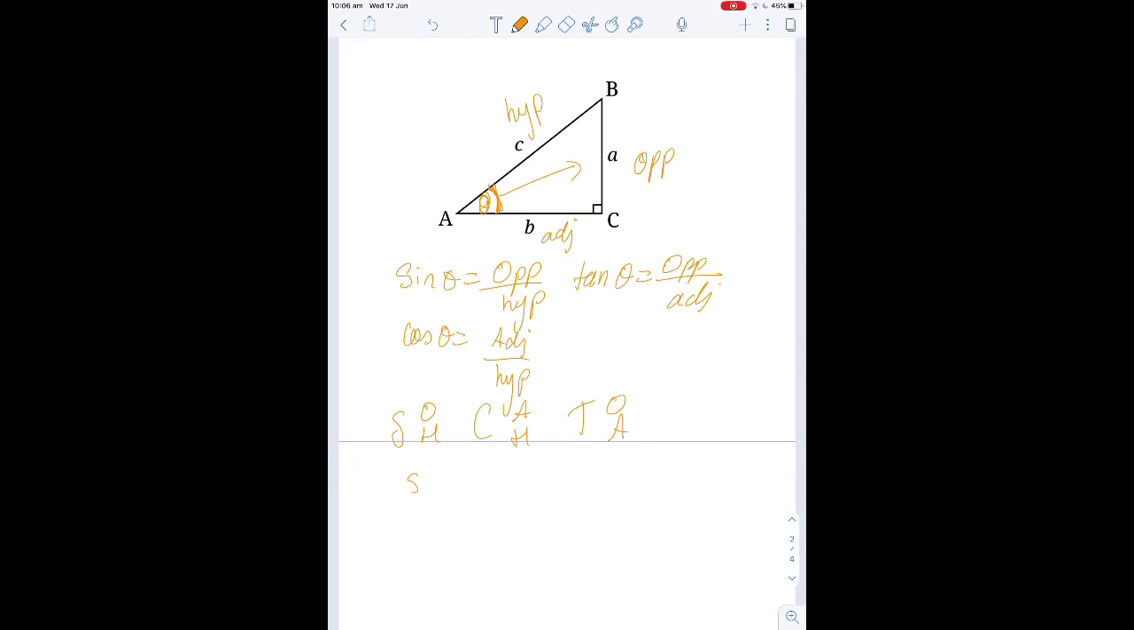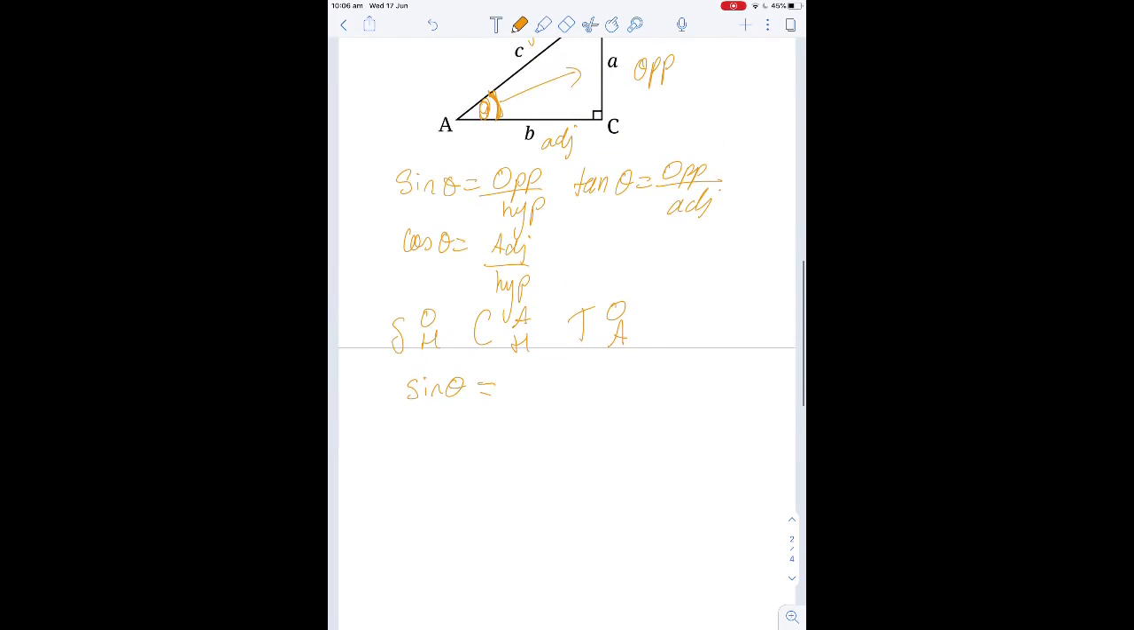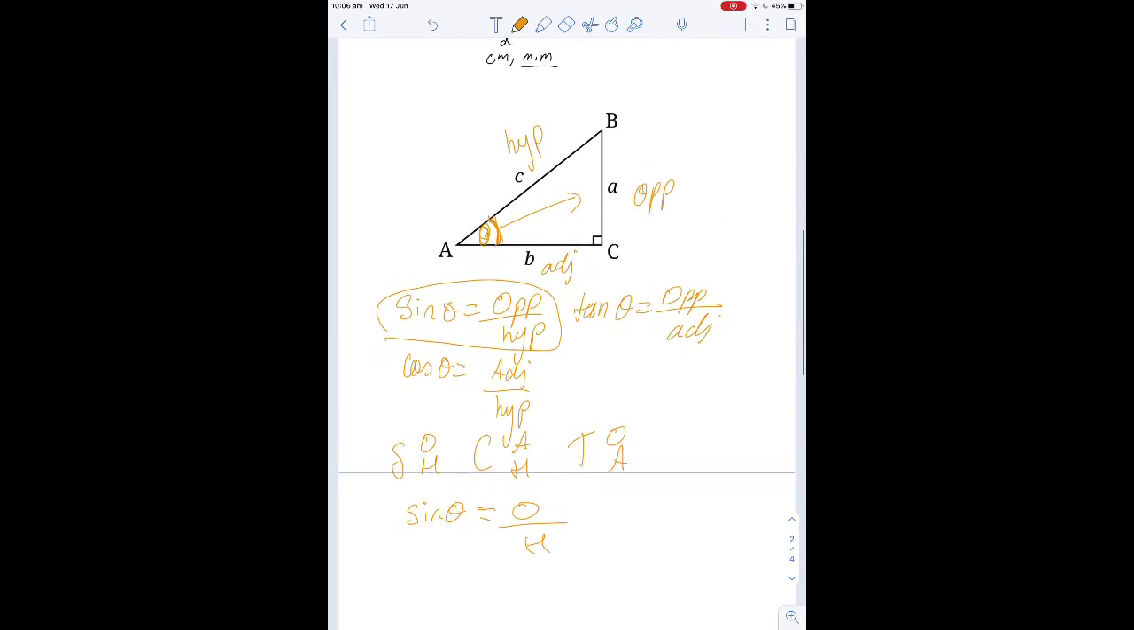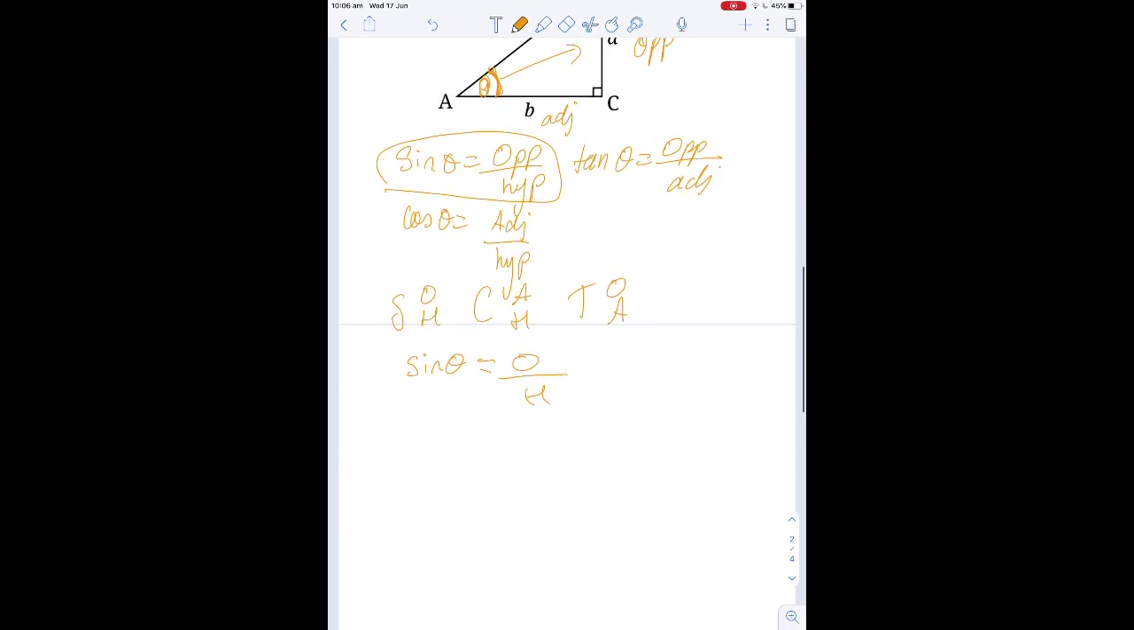So if I wanted to do sine theta of that diagram there, sine theta would be opposite over hypotenuse from here. Okay, and what is opposite here? It's A, and what is hypotenuse? It's C. So it's A over C. And that's it. So this is called writing a ratio, right? Because remember, ratio is something over something, like a division.